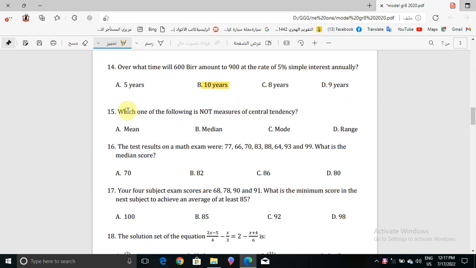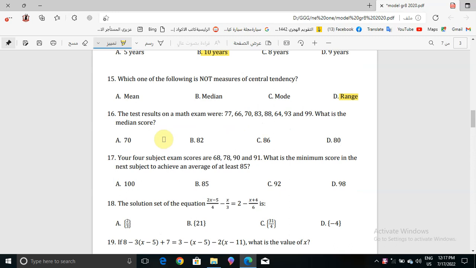Okay, now in question number 15, which one of the following is not a measure of central tendency? It will be range, right? Okay, now question number 16. The test results on a maths exam were 77, 66, 70, 83, 88, 64, 93, and 99. What is the median score?